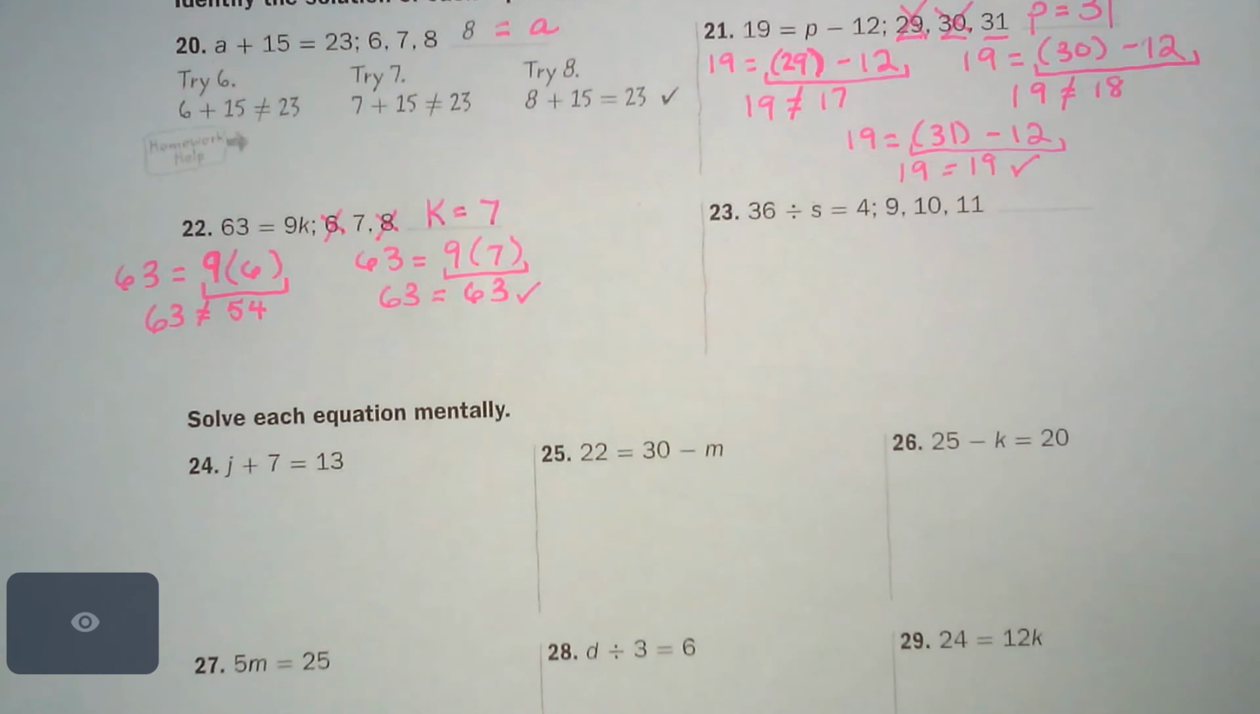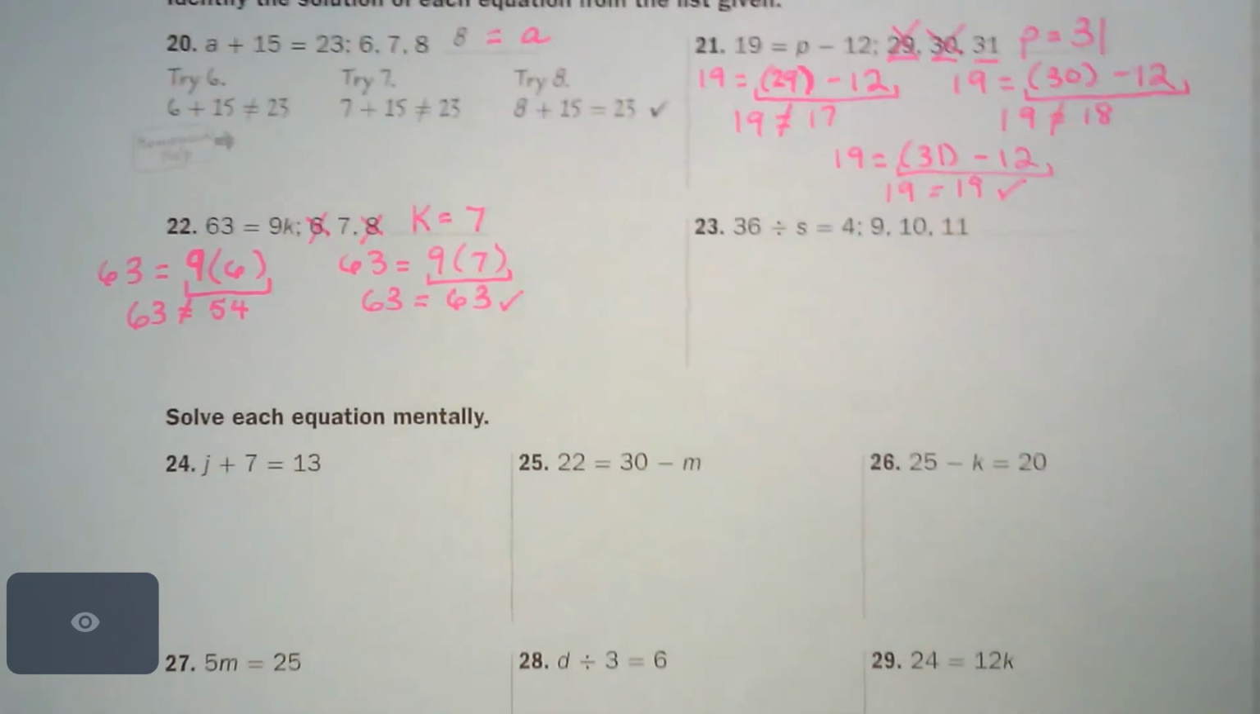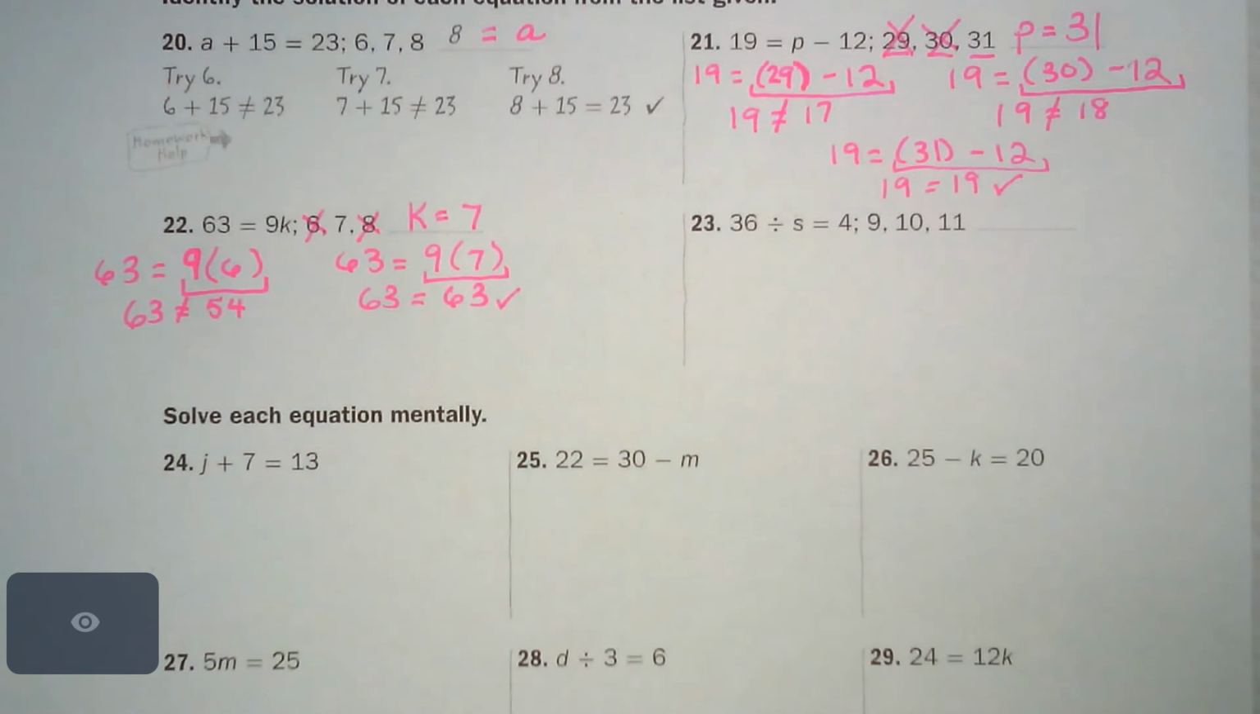All right, so now let's get a look at number 23. 36 divided by S equals 4. So that means when I take 36 and I split it up by whatever S equals, I'm going to be left with 4 groups, okay? So let's go ahead and try.